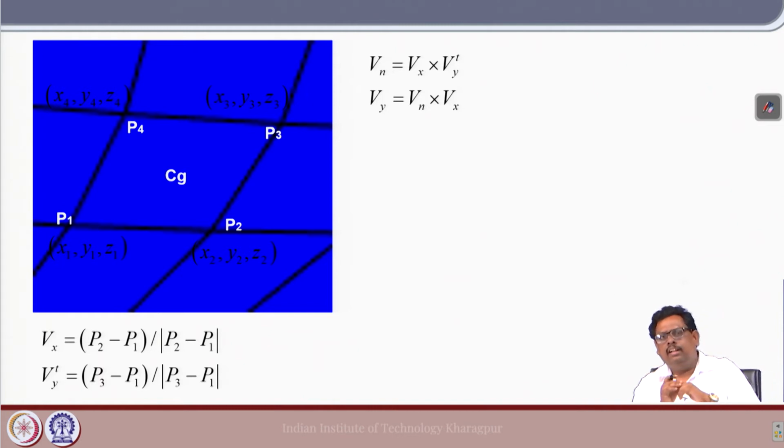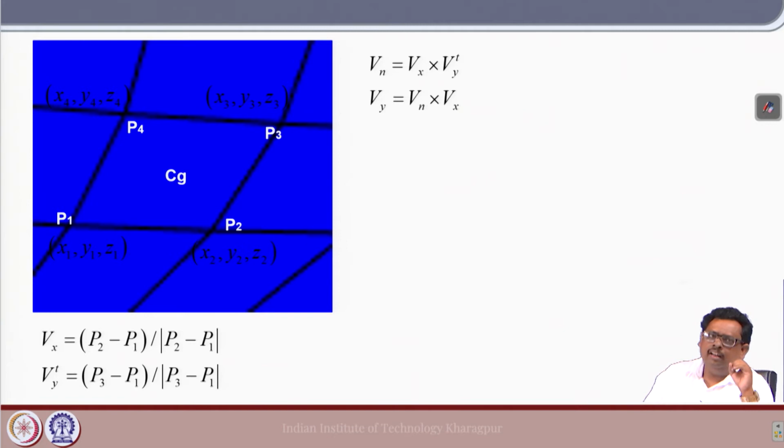Now, I understand that Vx and Vn are both perpendicular to each other. However, Vx and Vyt are not perpendicular to each other. But what I need is a local coordinate system in which all these axes are perpendicular to each other. Therefore, I redefine Vyt into Vy by taking Vn cross Vx. By doing this, I now have a local coordinate system which is Vx, Vy and Vn.